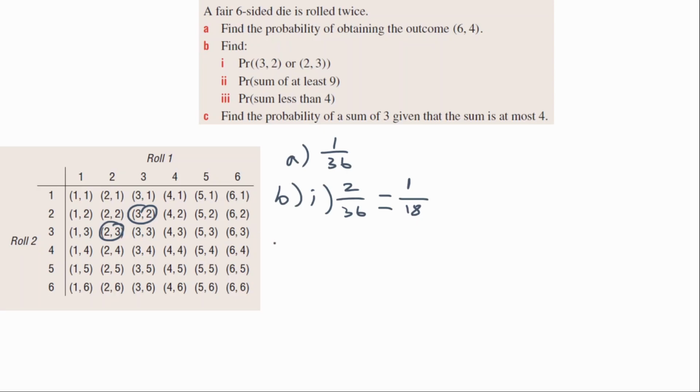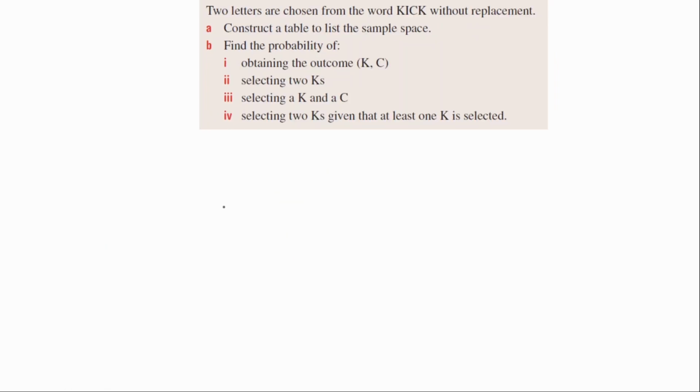Next one, question B, part 2. Find the probability of the sum of at least 9. So they need to equal at least 9 when I add them together.